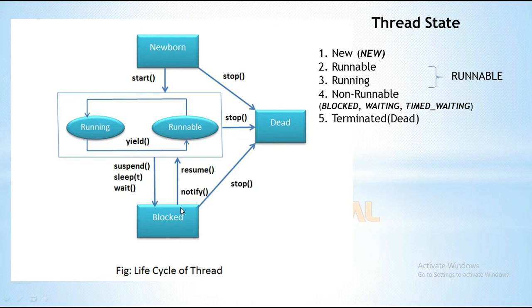Again we want to put that non-runnable thread to the running state, then we have a resume method. Then we have sleep, which means we put some time span. We want to put this running thread to sleep for 1 millisecond or 1 second, or we can say into the non-runnable state. Here we simply call the sleep method, and after completing this sleep time, it will automatically come back into the running state.